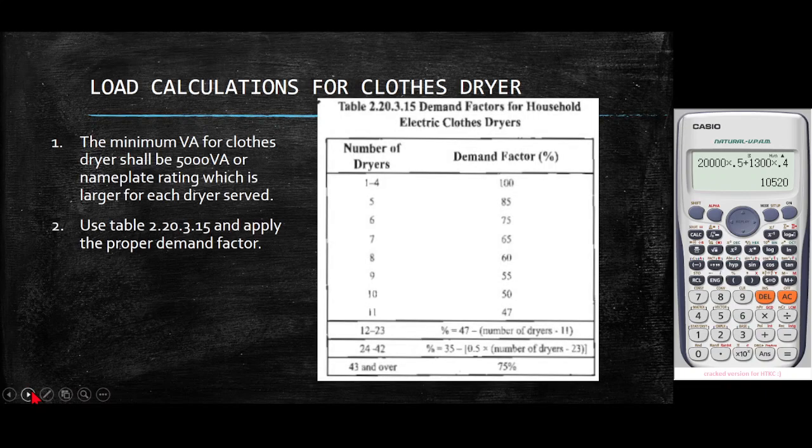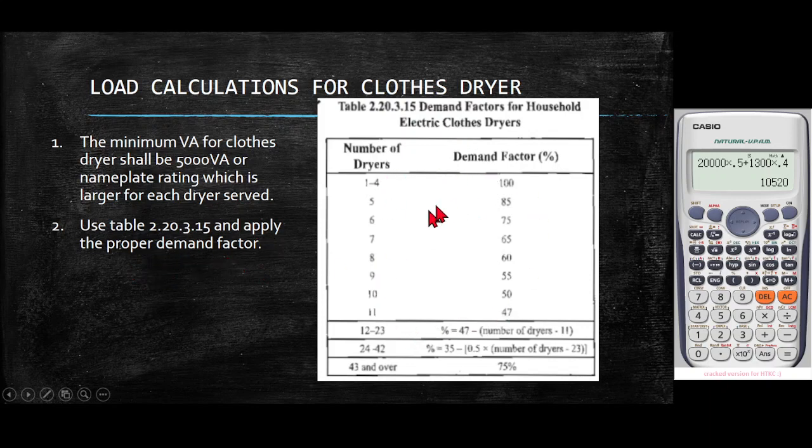Okay, let's proceed to the load calculation for clothes dryers. So if our dryer is a separate unit, ito yung gagamitin natin na demand load. The minimum VA for clothes dryer shall be 5,000 VA. So if yung nameplate rating ng clothes dryer is 3,000, ang gagamitin pa rin is 5,000. If lumagpas sa 5,000, yun yung gagamitin na rating. Kunyari 6,000, so 6,000. Pero kapag 3,000, ang gagamitin is 5,000. Then use the table 2.20.315 and apply the proper demand factor.